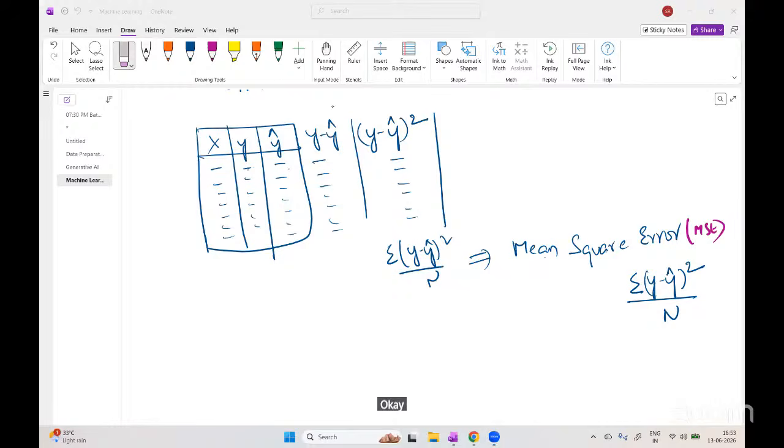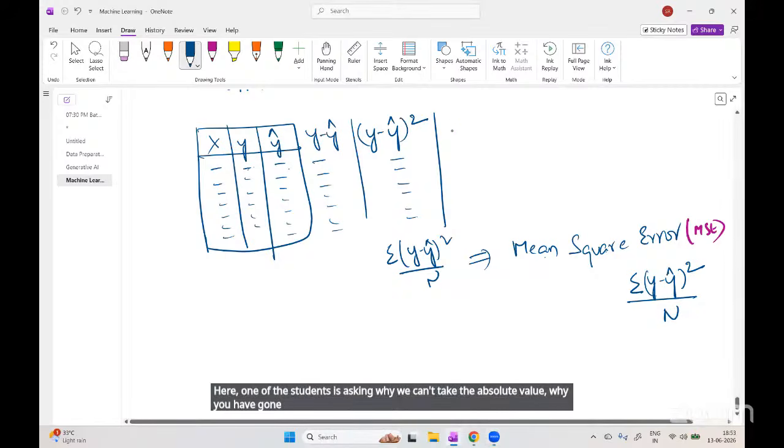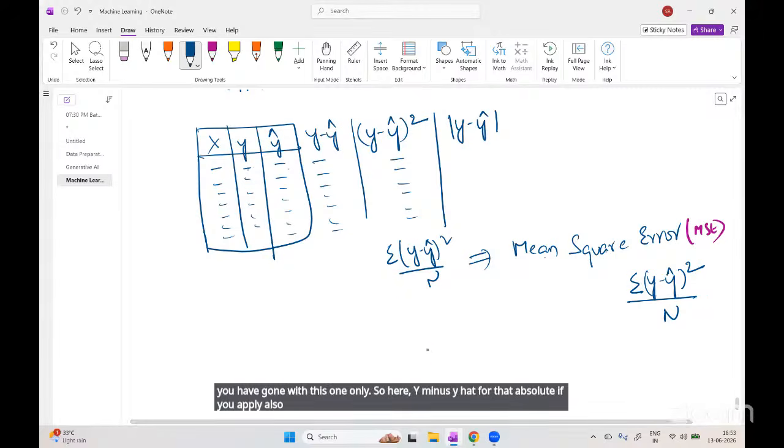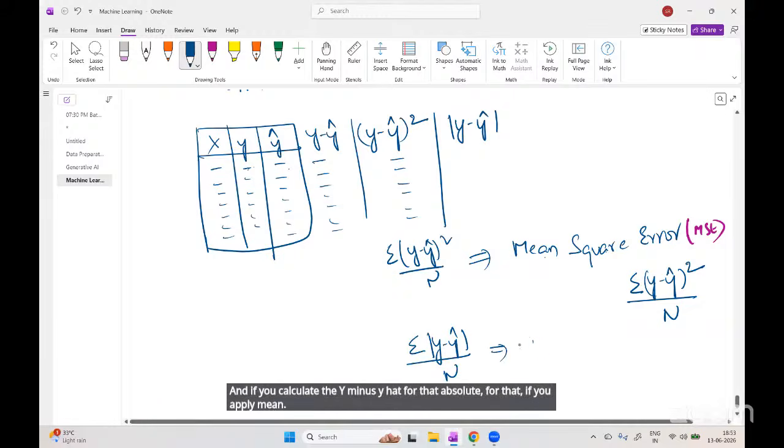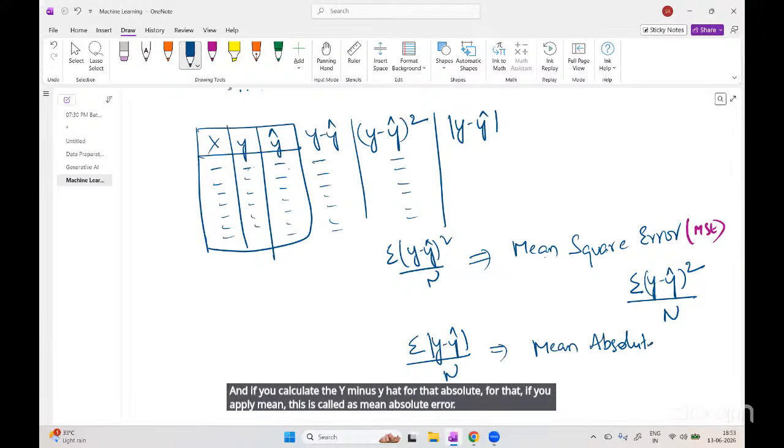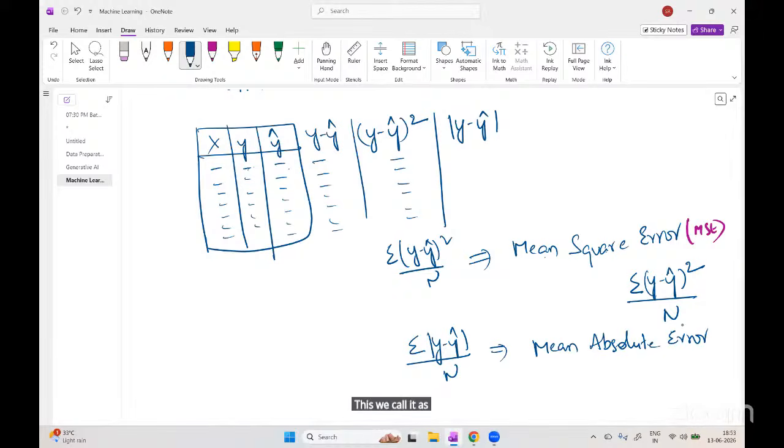Okay, now here one of the students is asking why we can't take the absolute value. Why have you gone with this one only? So here, y minus y hat, if you apply the absolute also, and if you calculate the absolute of y minus y hat and apply the mean, this is called mean absolute error. This we call mean absolute error.